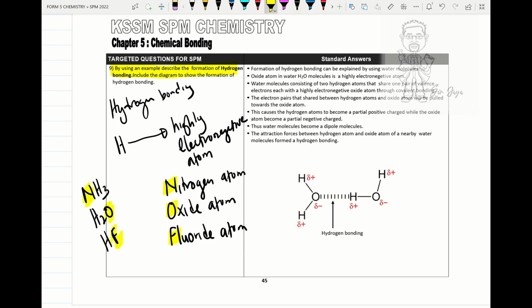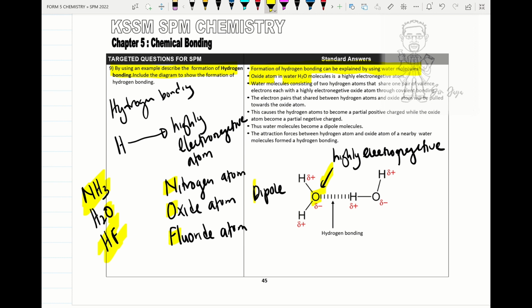All right, so how to explain the formation of hydrogen bonding? The formation of hydrogen bonding can be explained by using water molecule or ammonia molecule or hydrogen fluoride molecule. The oxide atom in water molecule, so we have oxide atom here. This oxide atom, please remember, is a highly electronegative atom. All right, so the highly electronegative atom has higher tendency to pull the sharing pair of electrons towards them. So this causes the hydrogen atom that shares the valence electron with oxide atom to become partial positive and the oxide atom to become partial negative. Therefore, the water molecule becomes a dipole molecule.